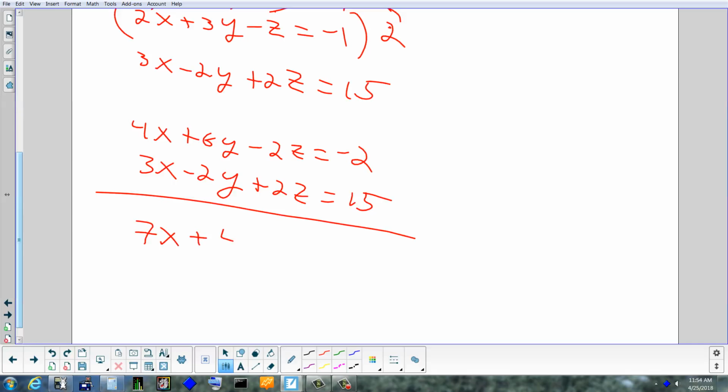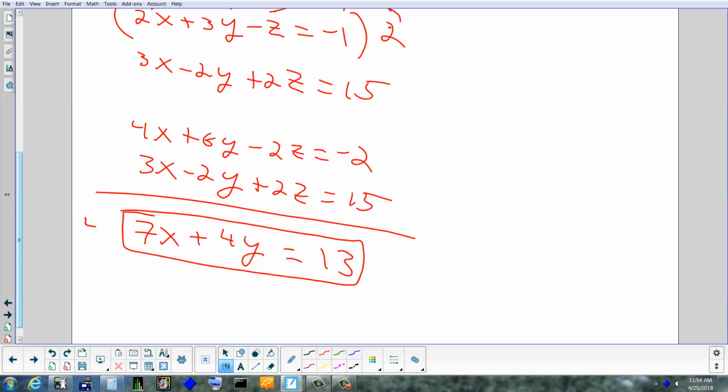4y. -2z plus 2z? 0. And -2 plus 15? 13. So now what you've just done, we'll call that equation 4, is you've created a new equation that only has 2 letters in it.